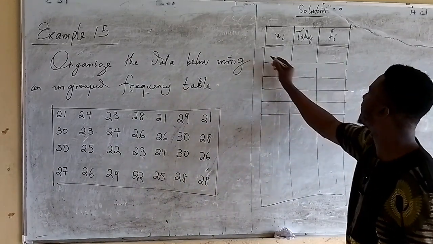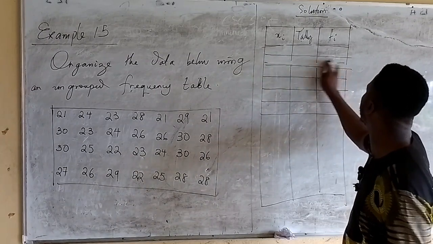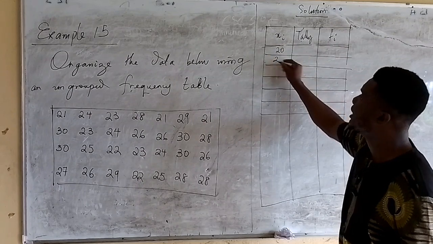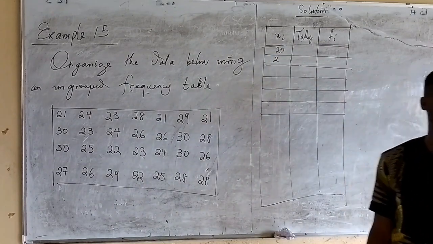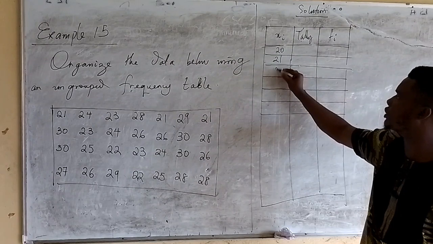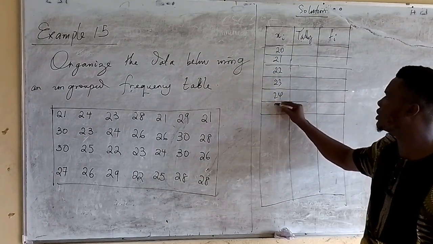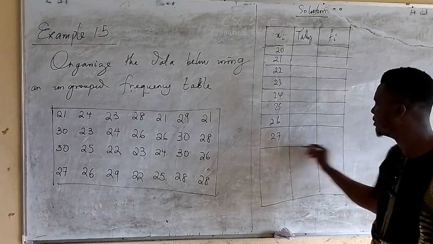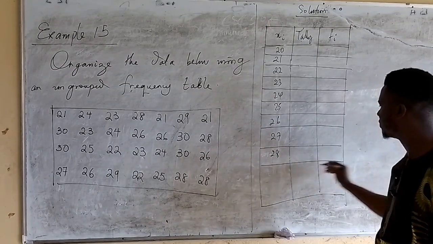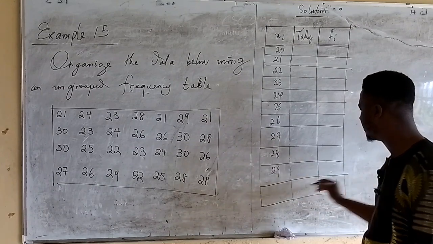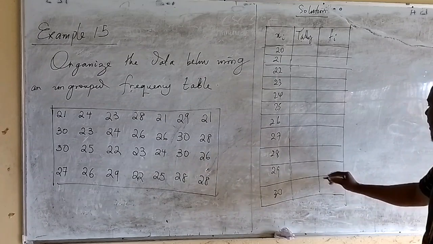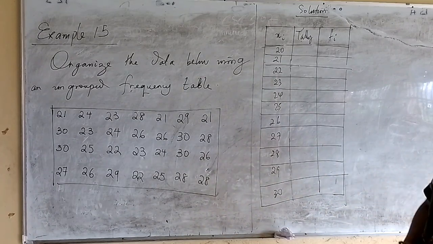Let's start with the first one. You will notice that our values range from 20 to 30. So 20, 21, 22, 23, 24, 25, 26, 27, 28, 29, and then 30. That being said, let's now quickly use our tallies.